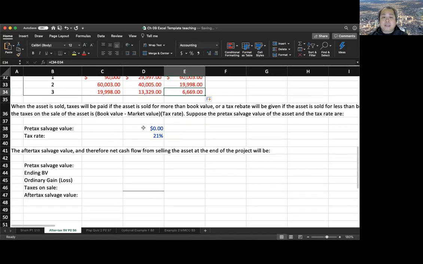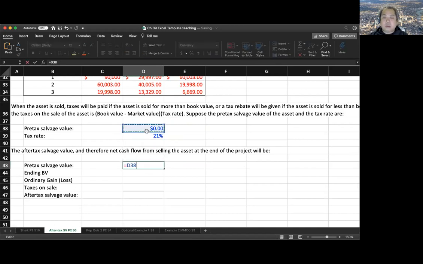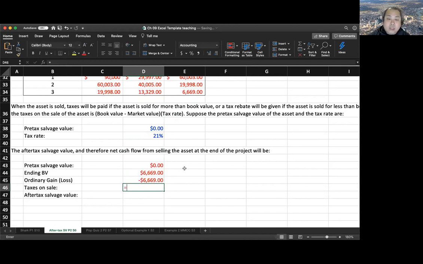Now we know that there's a pre-tax salvage value of $0, so you may think that there's no cash flow at all, but there is actually cash flow because of the difference between these two. So pre-tax salvage value is equal to 0, and ending book value equals $6,669. Then you actually have an ordinary loss. If you have a loss, then it will be recorded in your income statement, which leads to saving taxes by the amount of loss times the tax rate. So you can save $1,449 in tax savings.